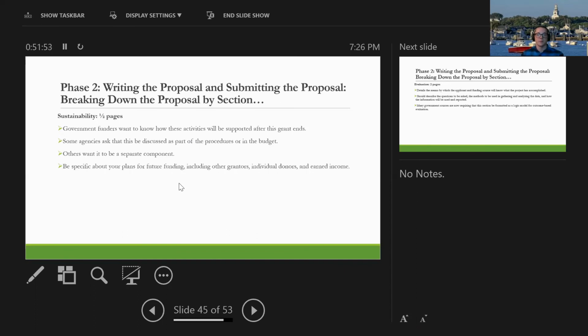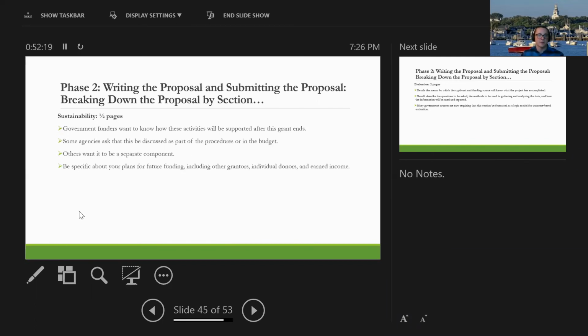They don't want it to be the only reason the project begins, and they don't want it, once their money runs out, to be the end of the project. Think of it as a circle, and they want their money to be a link within that circle to keep it perpetually running as a sustainable project. Government funders want to know how these activities will be supported after the grant ends.